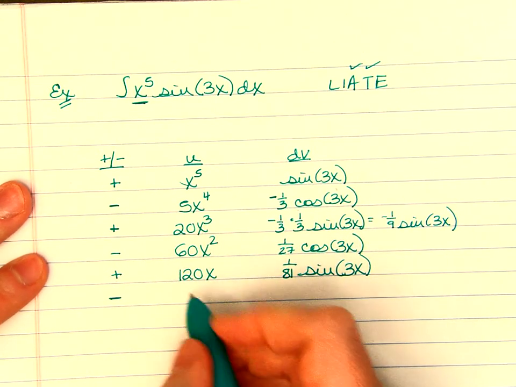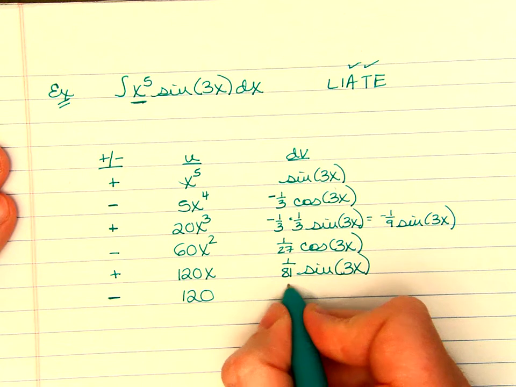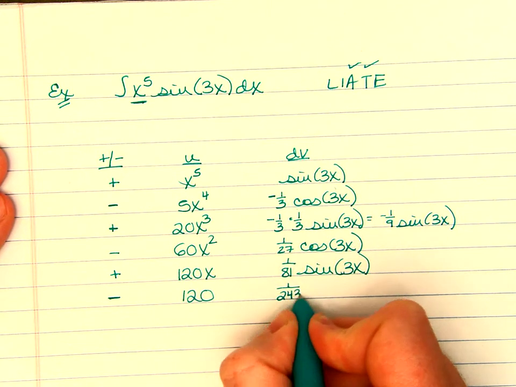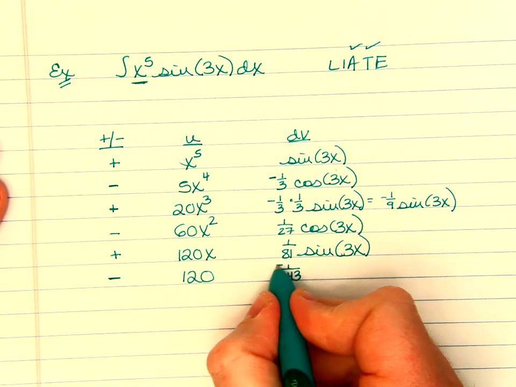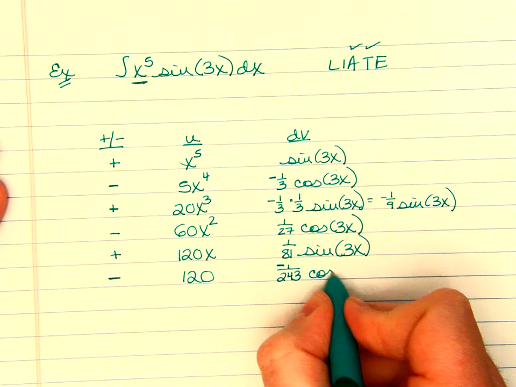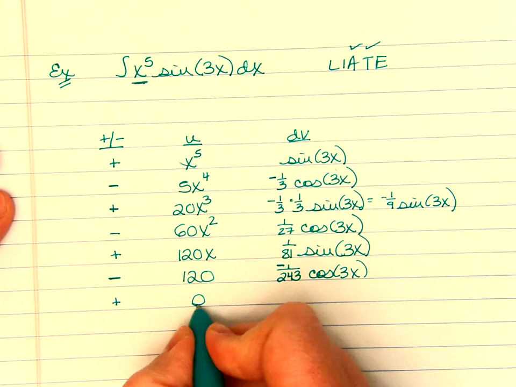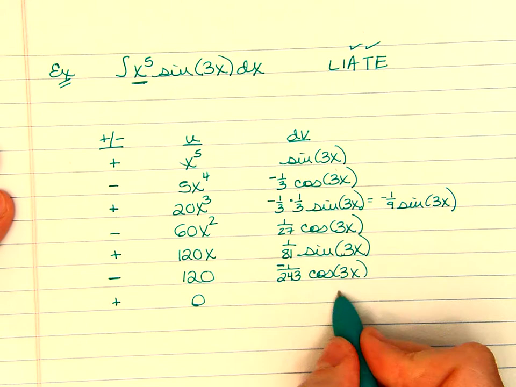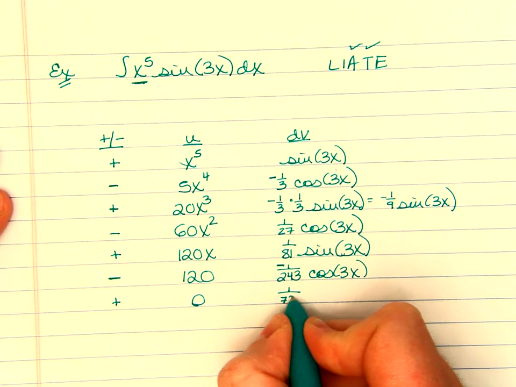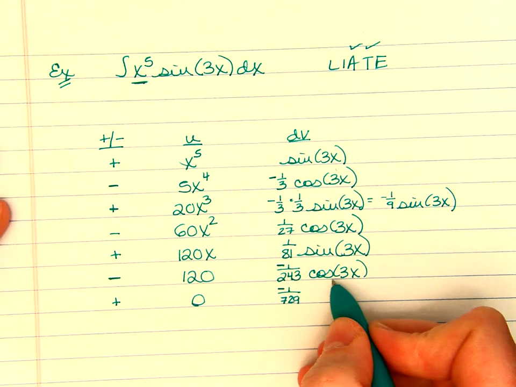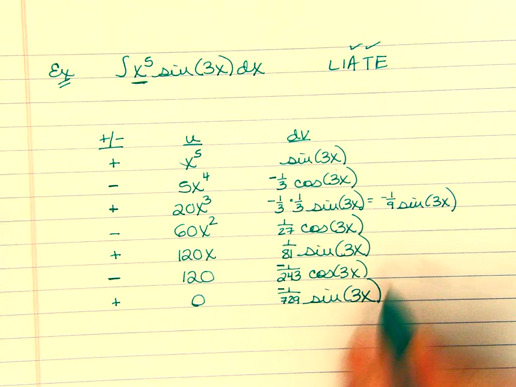Minus, derivative of 120x is 120. Integral of this, I've got another 1/3 I'm going to bring up front because of the u substitution, so 1/243. Integral of sine is negative cosine, so I'm going to say negative that, cosine, plus 0. Oh, this tells me I'm going to stop. I'm going to bring another 1/3 out front. 1 over 729, it was negative, and the integral of cosine is a positive sine. So I've got this, and I'm done with the setup here.